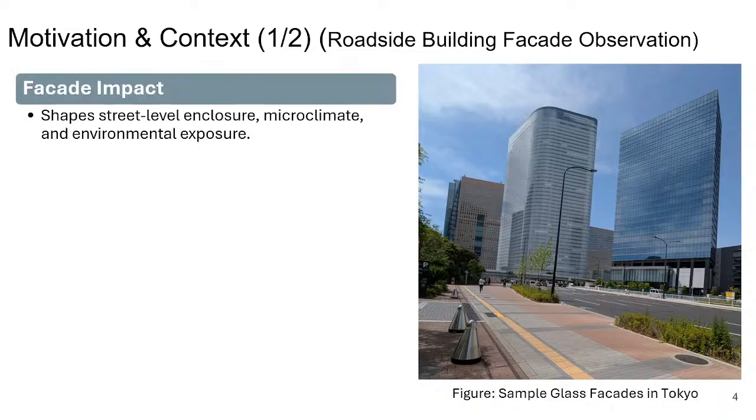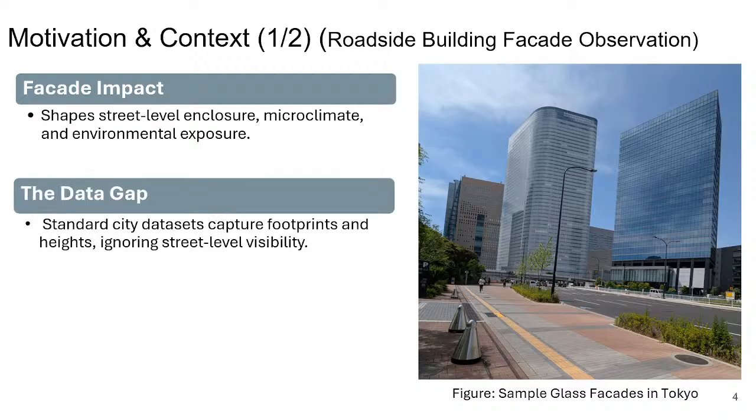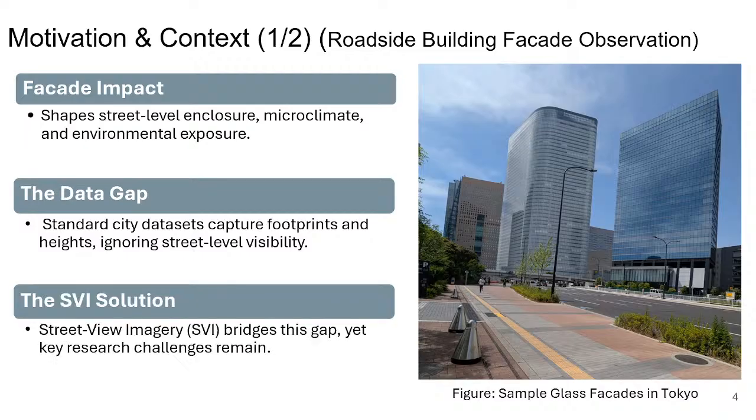We can say that facades shape street-level enclosure, pedestrian microclimate, as well as environmental exposure. However, when we look at city-scale datasets, there is usually a data gap: most of these datasets consider only information like building height or footprints and ignore street-level visibility. Some of you may say that we already have street view images. Yes, it bridges the gap in some cases, but it still has certain challenges. Let us have a look at what the challenges are.